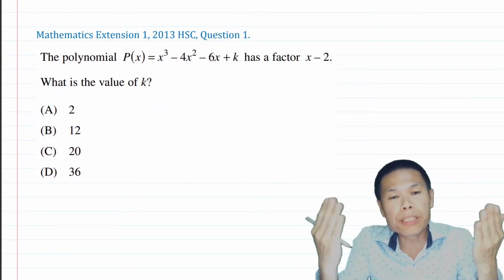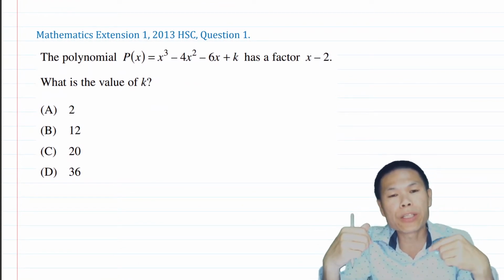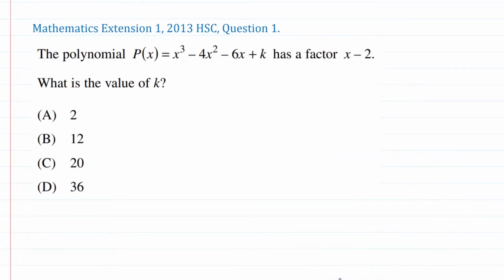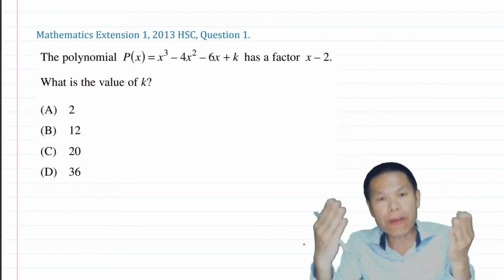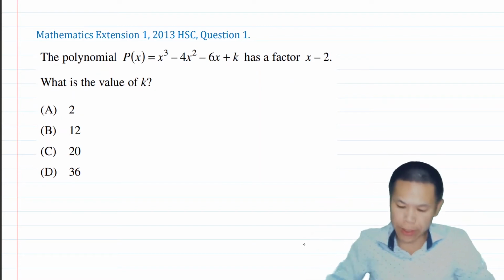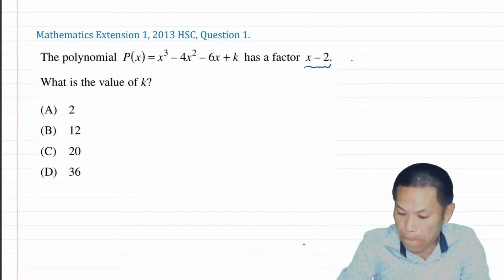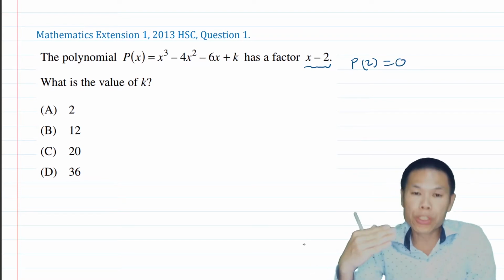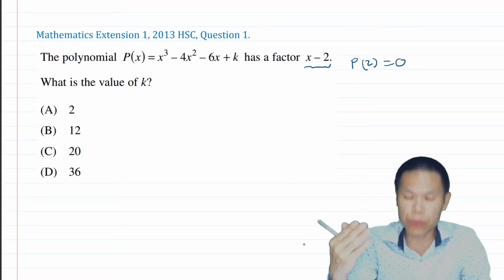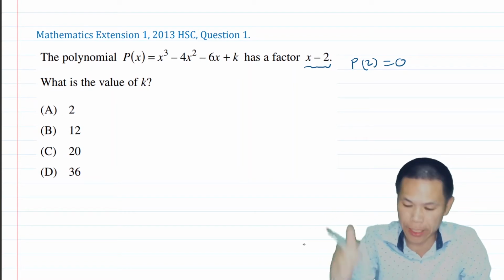Now, please pause the video and try this one yourself. So what is your value of k? Let's find out, okay? So see if you got it right. In other words, P of 2 must be equal to 0, okay? So we just need to find P of 2 equal to 0, then we can find the value of k.